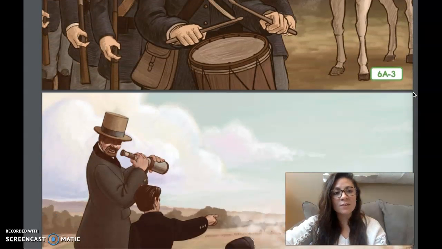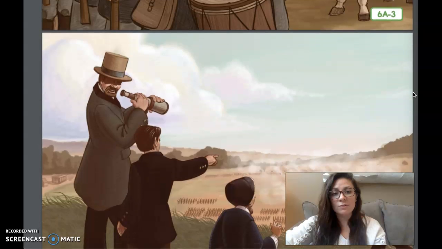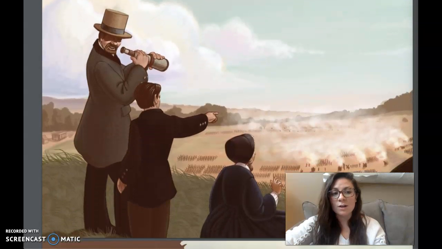Now, imagine what it might have been like for these civilians who traveled from Washington, D.C. to Manassas to watch the battle. They had driven their carriages and packed nice picnic lunches. They brought telescopes so that they could see the action. Some even had brought their wives and children to watch history in the making.